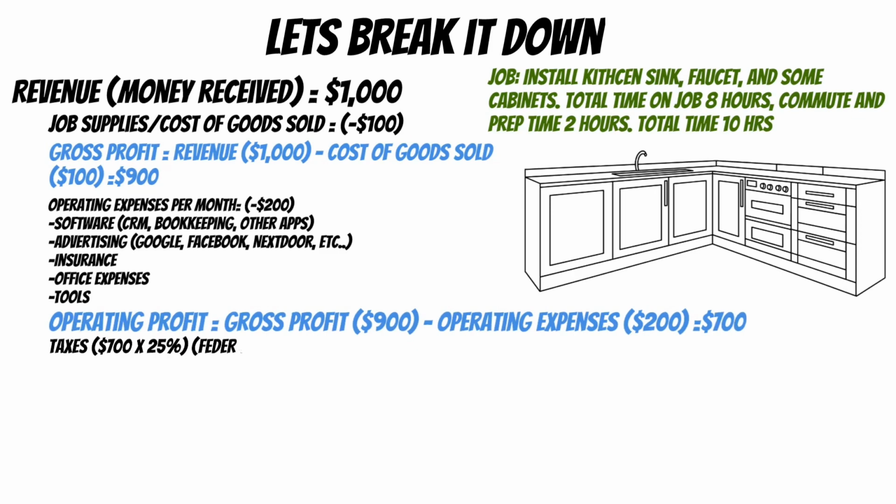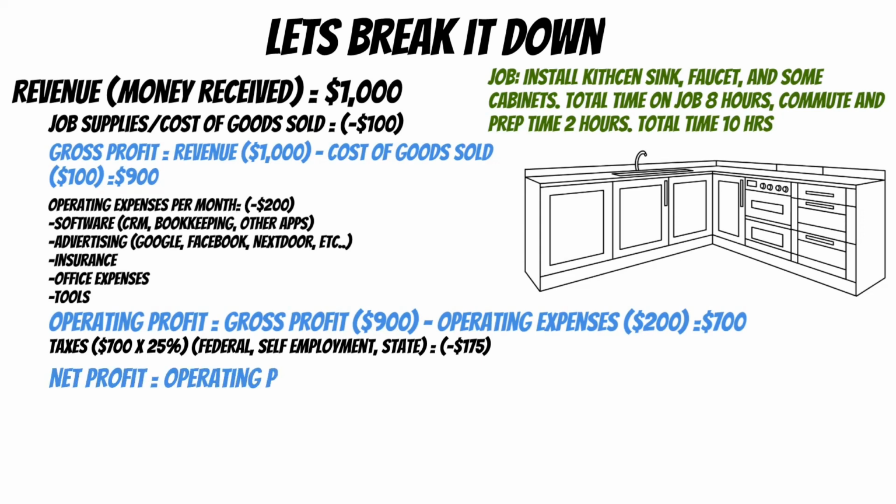Finally, we have the dreaded taxes, right? Let's say you're in a 25% tax bracket for federal, self-employment, state, and whatnot. It comes out to about $175. Now you end up with your net profit. This is the money that you made when it's all said and done. So in this case, it went from $1,000 down to $525.